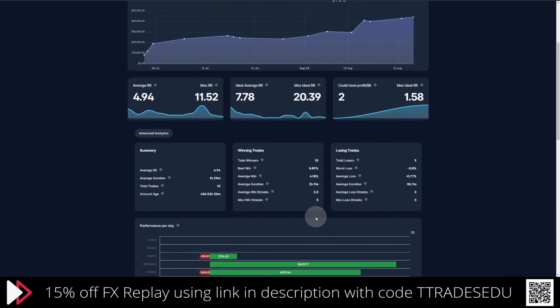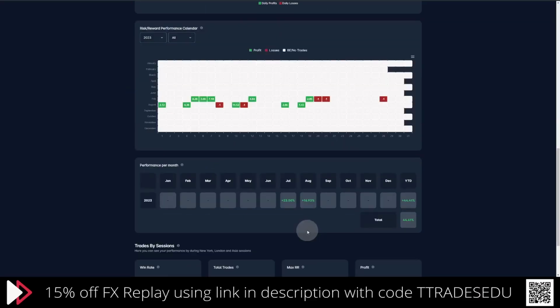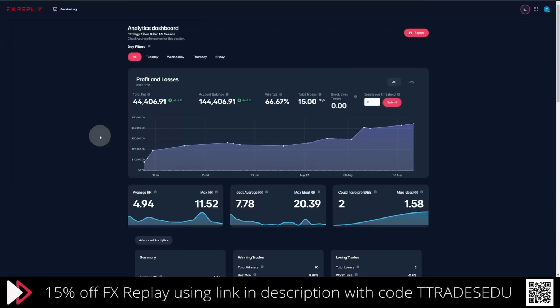Now, if we go take a look at some more of these statistics, you can see our average trade was an hour and 29 minutes. Took 15 trades, took it over 45 days. So looking at how we did performance by month, we only backtested July and half of August so far. So July we ended up with 23.5%, and August so far with 16.93%, for a total of 44.41%. Now it's important to notice I only tested this over 45 days and 15 trades. If I was to do a deeper backtest, I would be able to find out more information and see how this is over time. However, I do hope you enjoyed this video of backtesting.